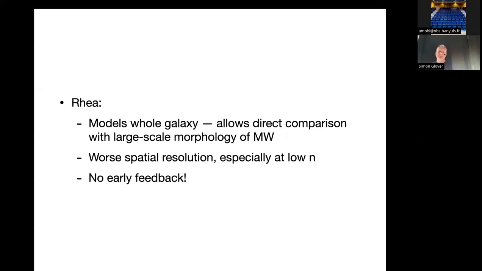Something like RHEA has a much, much bigger volume. It's modeling the entire disk rather than just a small patch. And this allows you to do things with these simulations that you can't do with the small box simulations. For instance, you can look at the large-scale morphology of the Milky Way. You can look at the influence of the bar on the center. But it's got much worse spatial resolution, particularly at low densities. And at the moment, it doesn't have early feedback, although this will come soon.